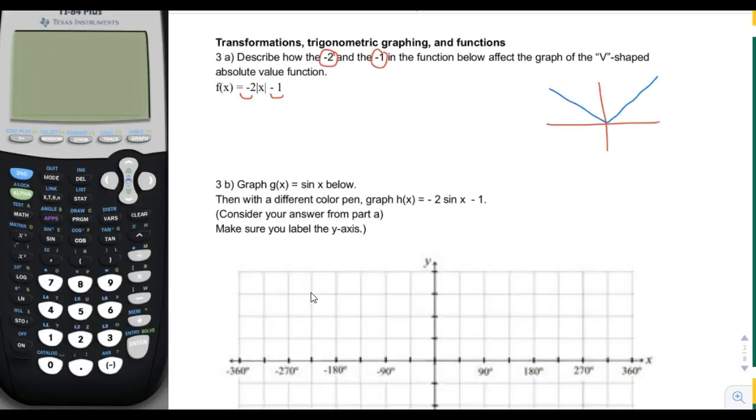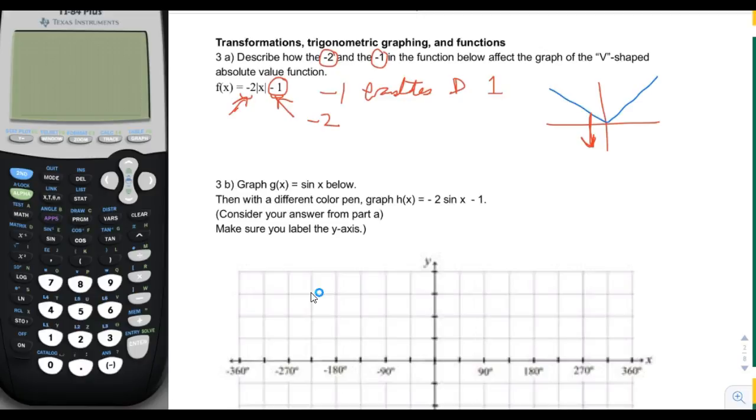So if we remember right, the effect of each of these numbers is either movement or a stretching or compressing. It turns out that the -1 here is a translation down, right? So what that does is it takes the V and it moves it down. Okay, so the -1 translates it down 1 unit, okay? And the -2 is the vertical stretch or compression.